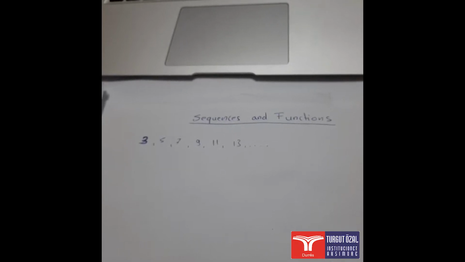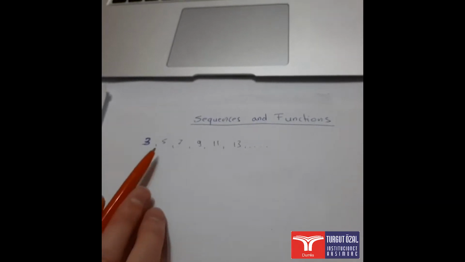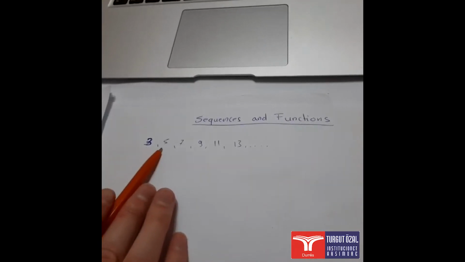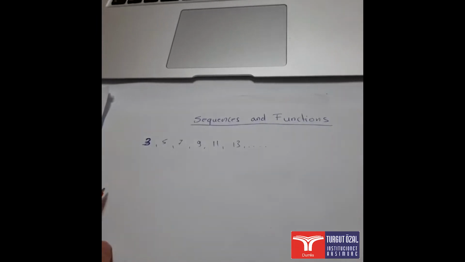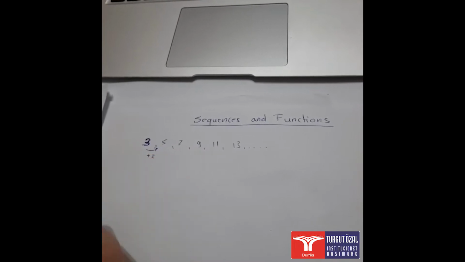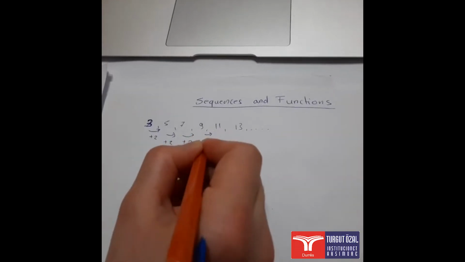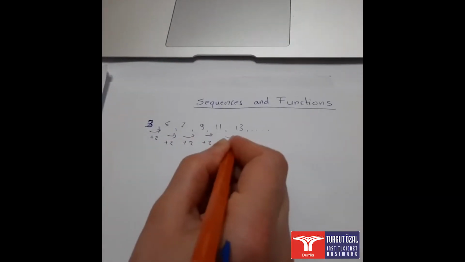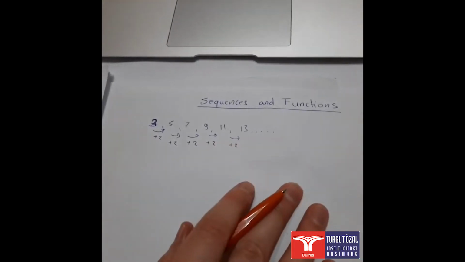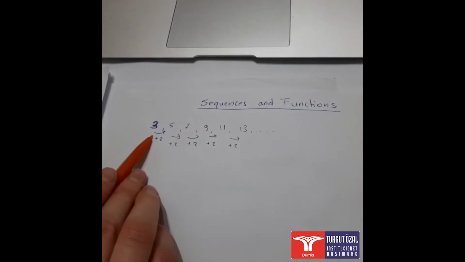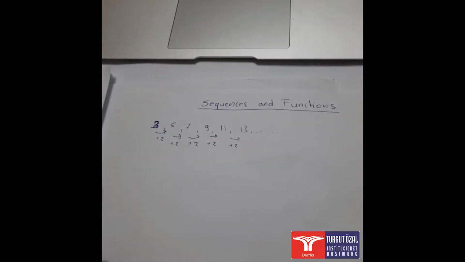We know that the sequence is a list of numbers in a particular order, like 3, 5, 7, 9, 11, 13, and so on. If you analyze the relation between these numbers, we can say that the difference between them is 2. So 3 plus 2 is 5, plus 2 is 7, 7 plus 2 is 9, 9 plus 2 is 11, 11 plus 2 is 13, and so on. So we have some terms which compose the sequence, and we have a common difference between these terms.